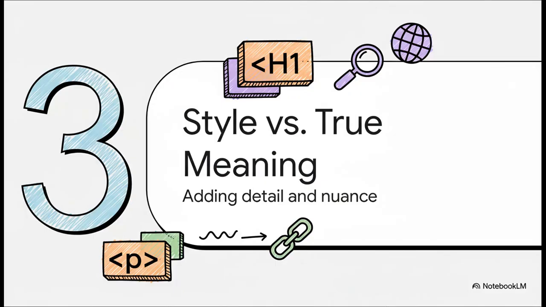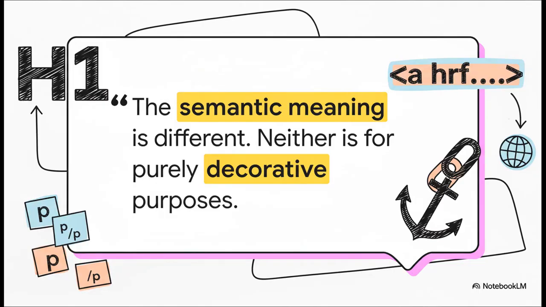Okay, this next part is super important. We need to talk about the difference between just making something look a certain way and giving it true semantic meaning. This really gets to the core of modern web development. You'll hear this a lot. HTML is for meaning and CSS is for styling. And when we say semantic meaning, all we're really saying is that the tag you choose should describe the purpose of the text. What is its role? Is it important? Is it a quote? That's what HTML is for, not just making things look pretty.